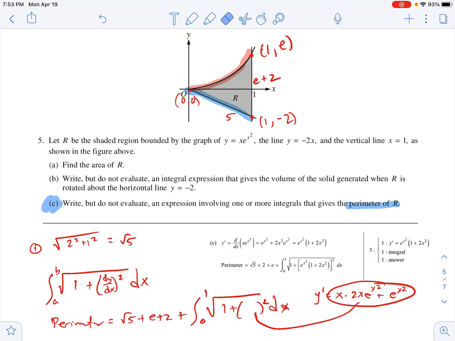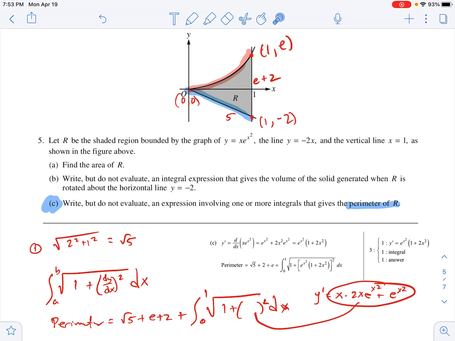Let's just verify that answer. And that is, in fact, what the answer they have is. First times derivative of the second. Yeah, I got it right here. The e to the x squared stays in there.